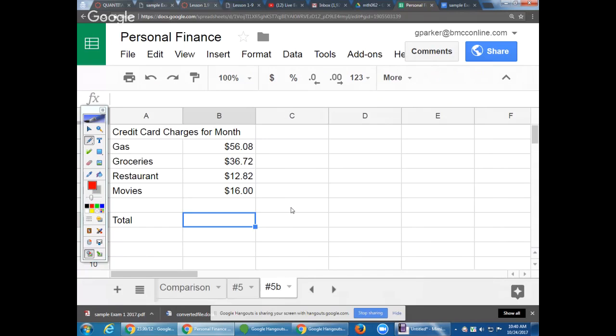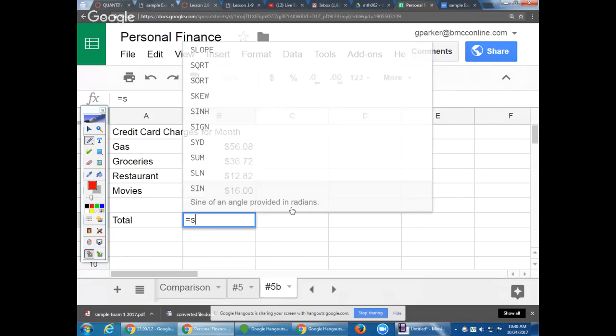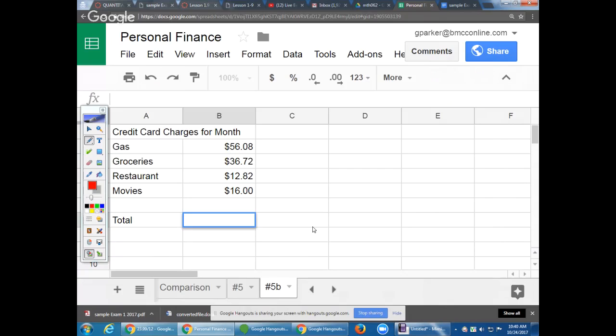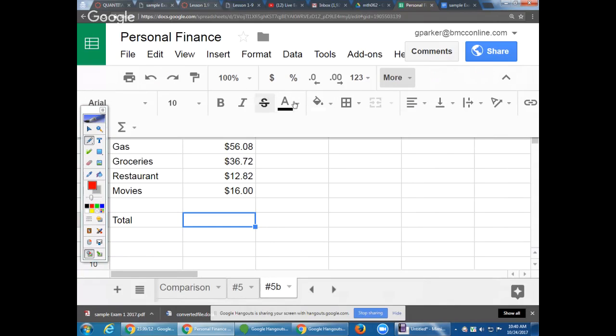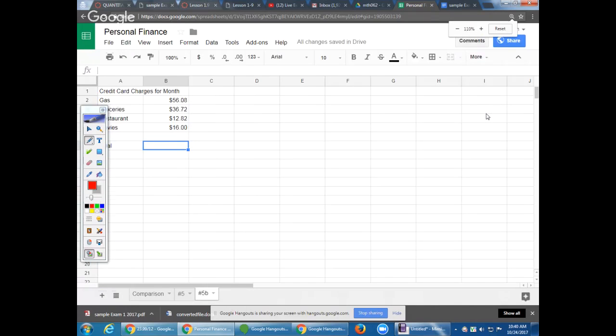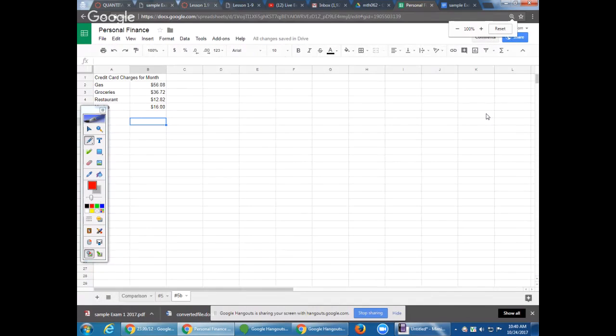So what I'm going to do is go equals, and start typing SUM. The computer is going to give me every formula that starts with SU. Sum a series of cells. If you're not sure what formula you want to use, I've got to zoom out so I can see all the menu items. There's an insert formula button. It's that funky looking E symbol. That's the Greek sigma.